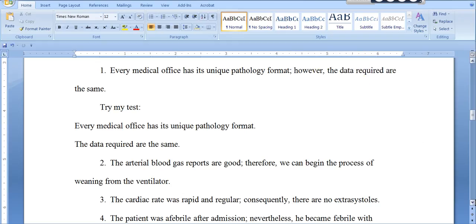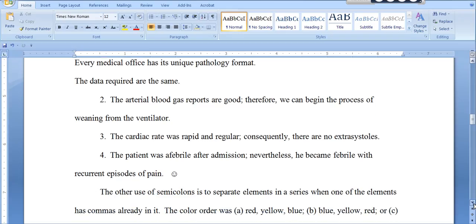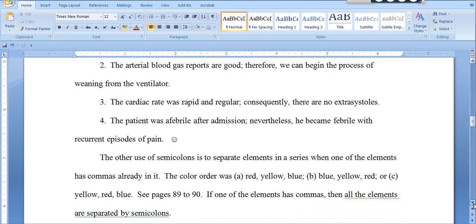Let's try the test. Every medical office has its unique pathology format. That's a complete sentence, and "the data required are the same" is another complete sentence, so we can use the semicolon. I have some other examples here that show how you can use the semicolon before the conjunction, then you use a comma, and then you have the next independent phrase.